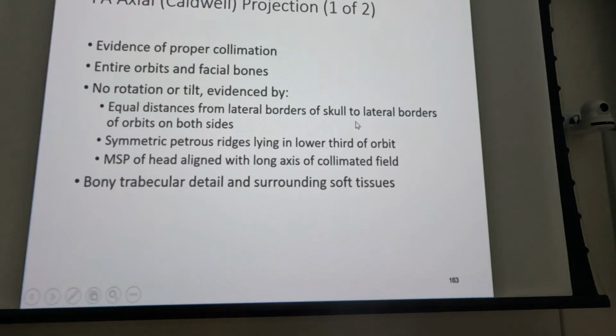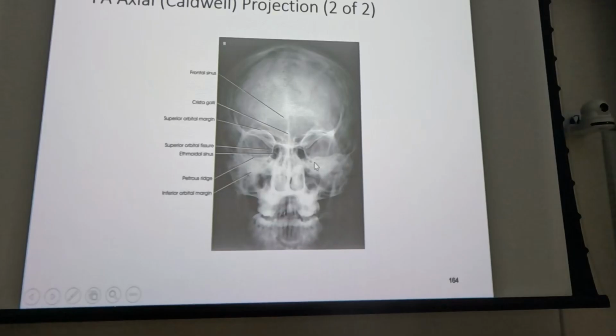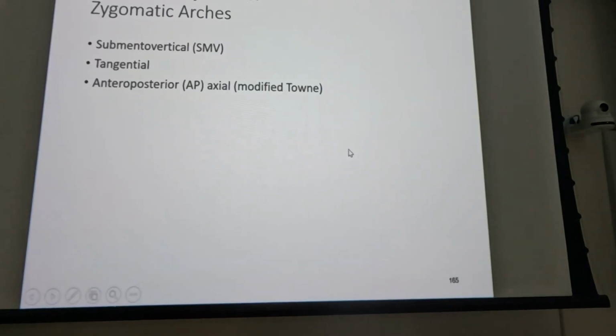All right. So evidence of proper collimation, this should be what it looks like. You see that little thing right through there? That is your orbital fissure, specifically the superior orbital fissure. So we've got the orbits, and we've got the petrous ridges in the lower third of the orbits. And that's what it looks like.